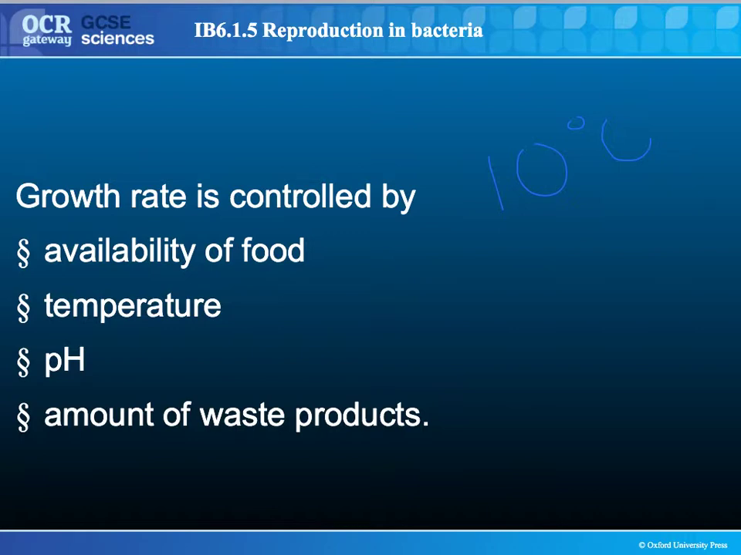In a similar fashion to the temperature, we've got pH, which if it's too acidic or too alkali, we will get denaturation of enzymes. And the amount of waste products, if there is a lot of waste products building around the yeast cell, these waste products are poisonous to the yeast, so it will kill off the yeast cells. So if this is too high, then we will get less yeast cells in the culture.